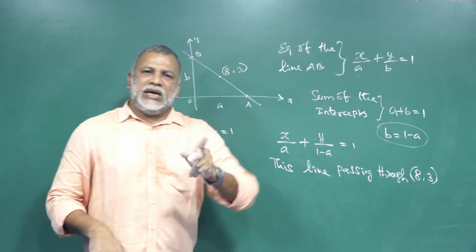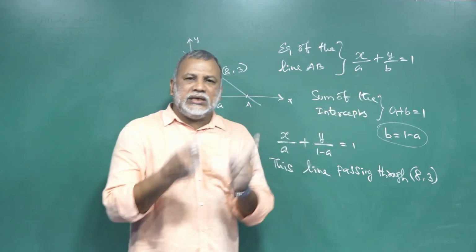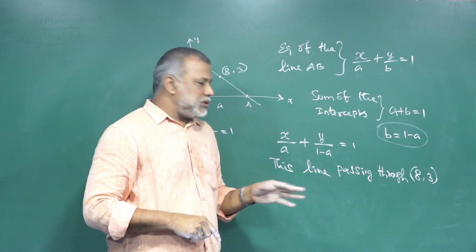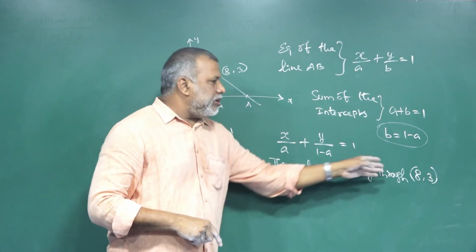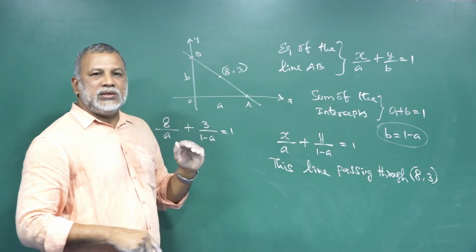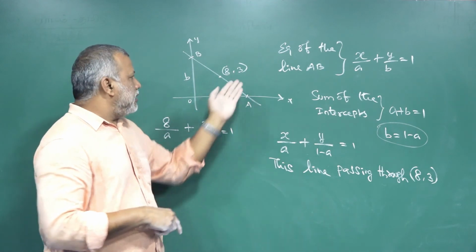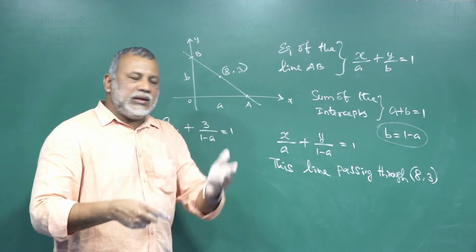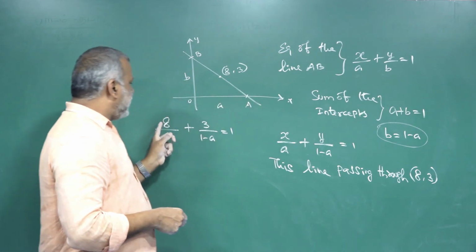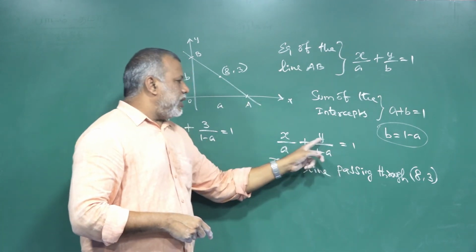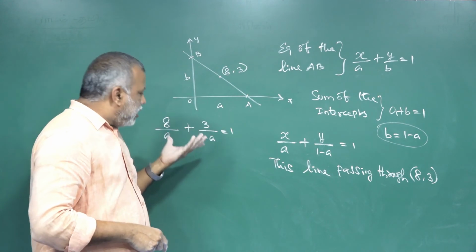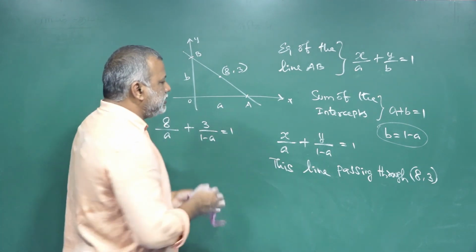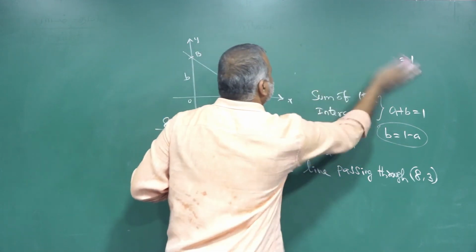We need to convert the two unknowns in terms of a single unknown. That is the concept, so we are working it out. Now, this line passes through the point 8, 3, that is also given in the question. The meaning is, instead of x, y, substitute the data here. x is replaced by 8, y is replaced by 3. Now we need to simplify this one. Now listen, we need to simplify.